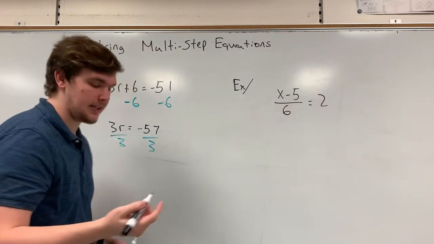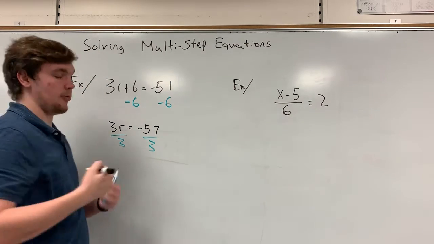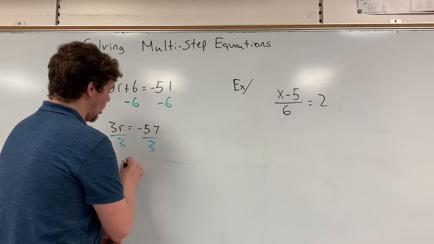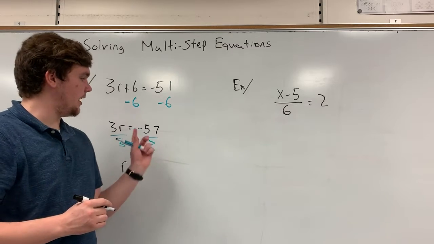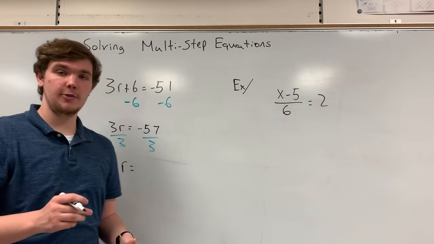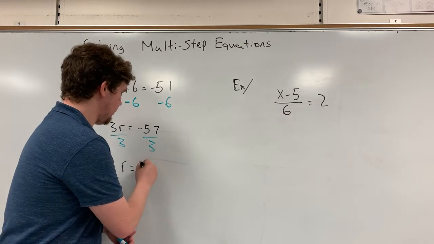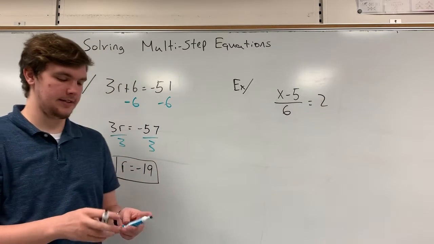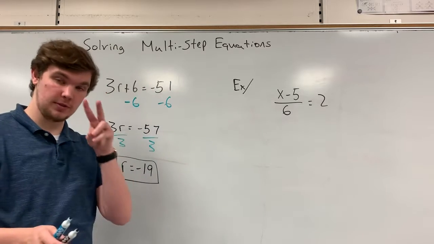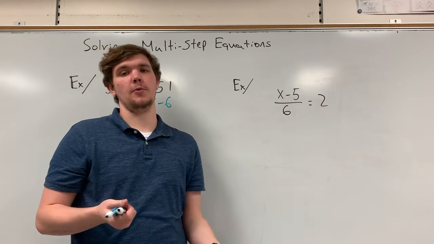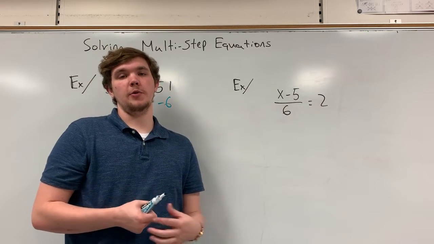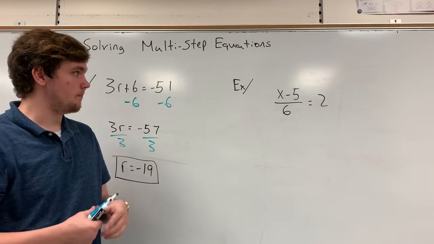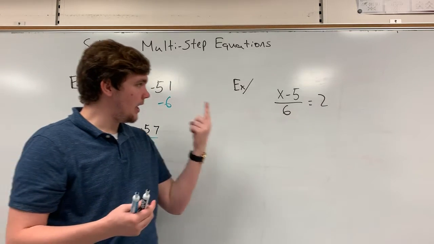Now when I divide both sides by 3, over here my 3's reduce to just r, which is nice. And then negative 57 divided by 3 is negative 19. And that is my final answer. Okay? And so this one was 2 steps, as opposed to the ones yesterday, Wednesday, which were just a 1 step. Okay?